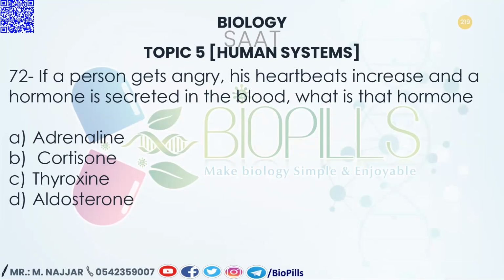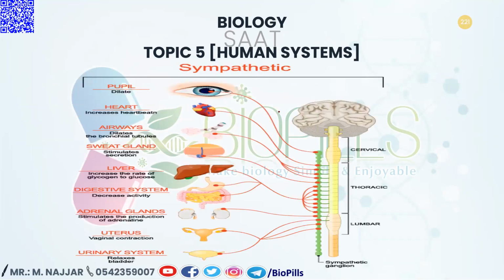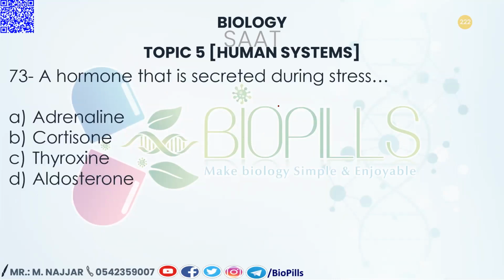Question number 72. If a person gets angry, their heartbeat increases and a hormone is secreted in the blood. What is the name of that hormone? It is adrenaline. Same. Sympathetic autonomic peripheral nervous system. Question number 73. A hormone that is secreted during stress. A, adrenaline. B, cortisone. C, thyroxine. D, aldosterone. The correct answer is A. Perfect. Stress is adrenaline.